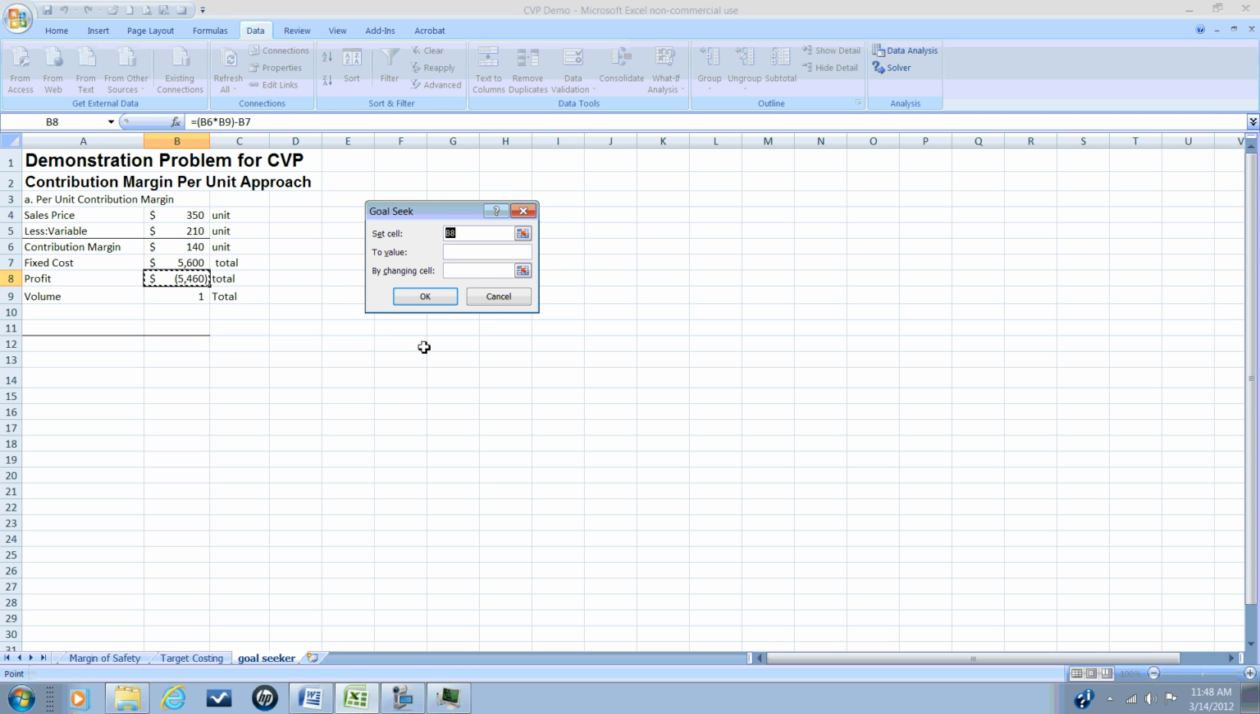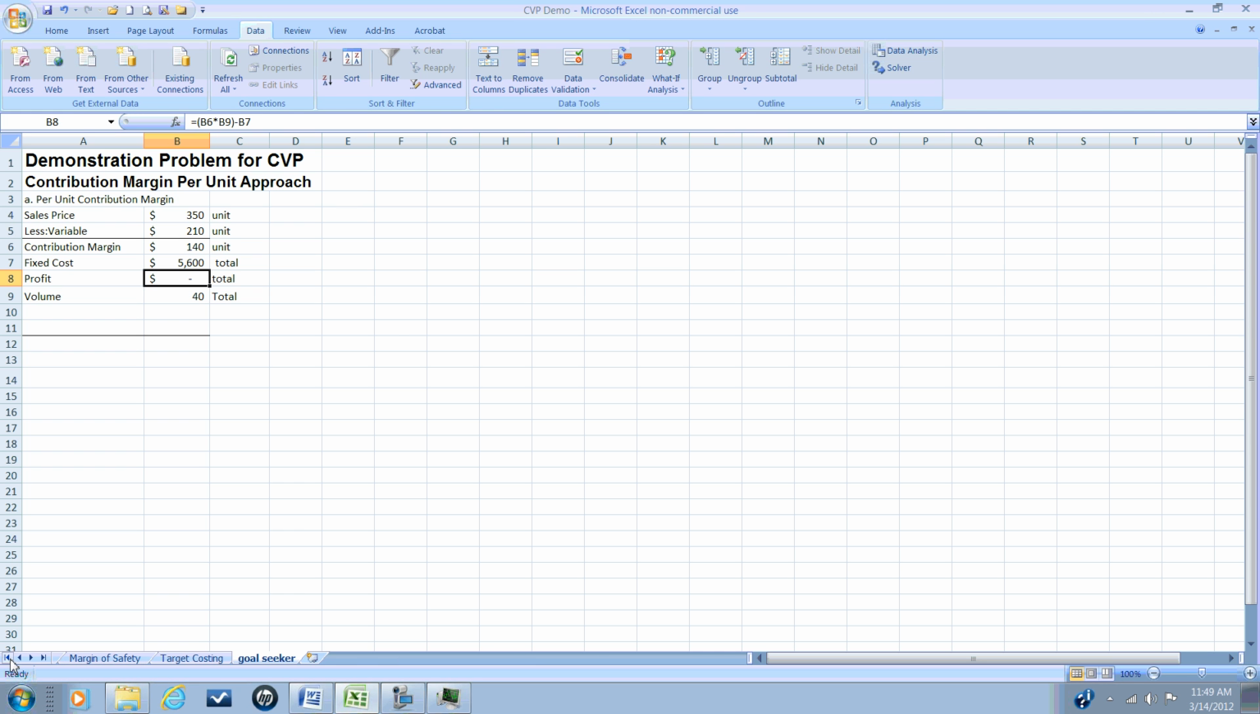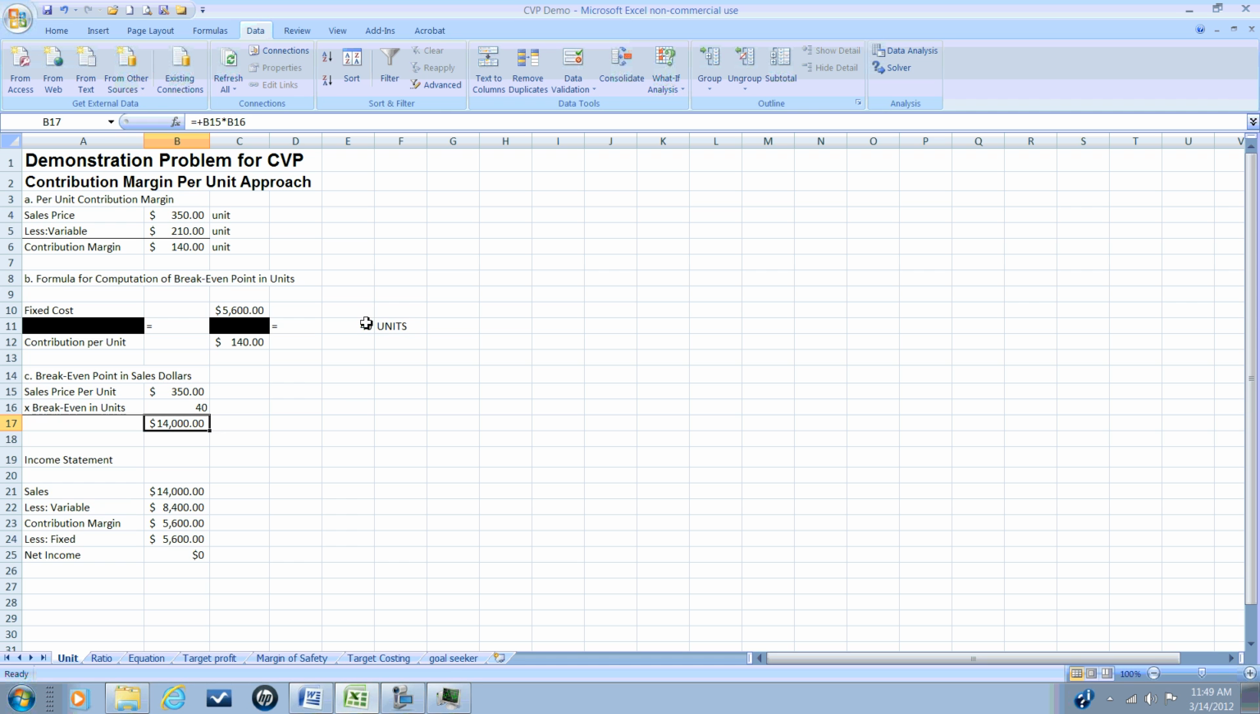We want to set the cell B8, which is profit, to the break-even point, and that by definition is 0. And we're going to do that not by changing any of our given information, but by changing our volume. And when we hit OK, Excel calculates what volume it takes to get our profit to equal 0. And of course, that is the same amount, 40 units, that we calculated using the unit approach.